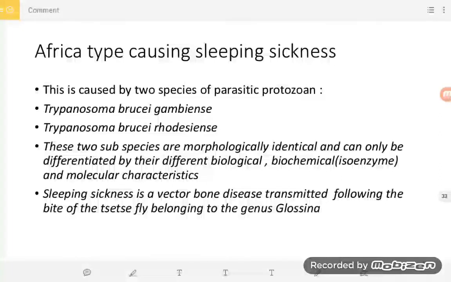That means this disease is transmitted by the vector following the biting of the tsetse fly belonging to the genus Glossina. So here also the female tsetse fly is the responsible vector. It transmits the African sleeping sickness, the scientific name Glossina. You have to remember, sometimes if they ask the vector of these parasites, the answer is the infected female tsetse fly, genus Glossina. Or sometimes if they ask the main mode of transmission, the biting of the infected female tsetse fly, and inside the bracket you have to mention the genus name Glossina species.